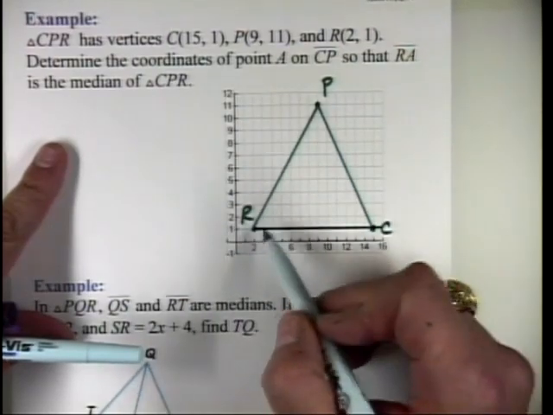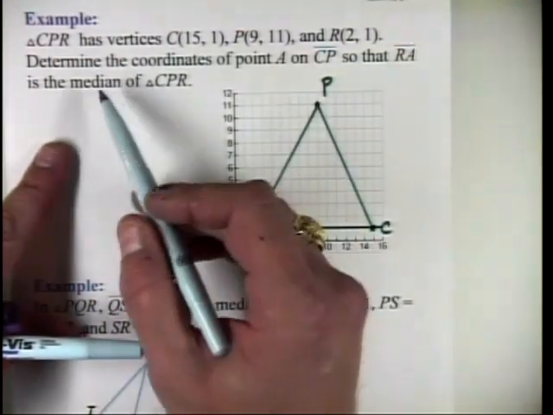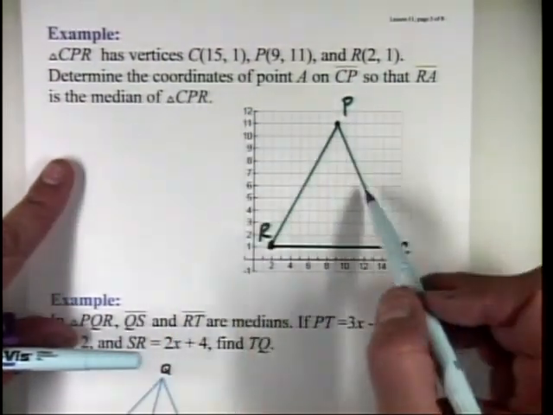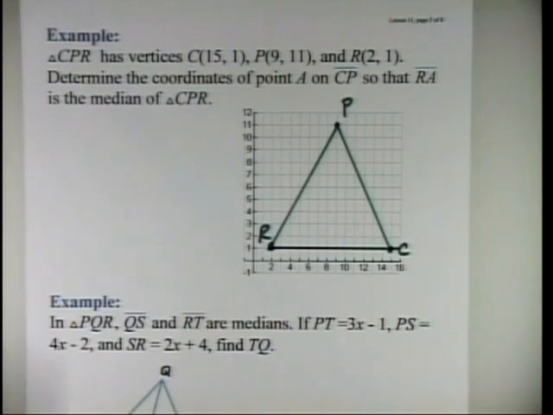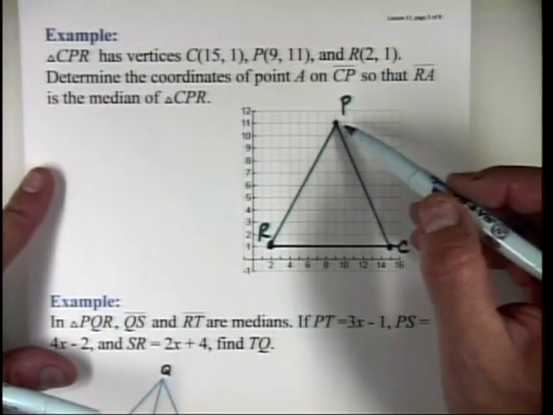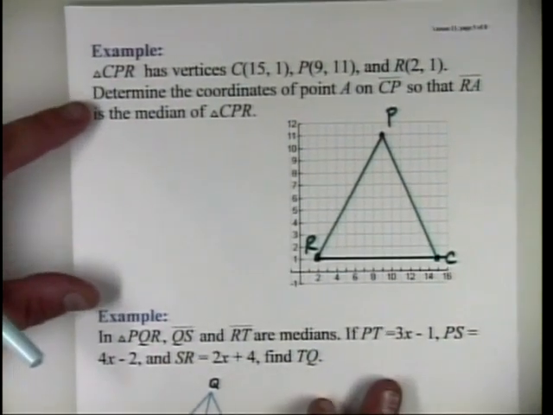So that RA, I need to draw a line from vertex R to the opposite side so that it's the median. Okay, well, I can eyeball it here, but since I'm on a coordinate plane and I actually have numbers, I can do better than that. I'm basically looking for the point that's halfway between P and point C. And we talked about a midpoint formula on a previous episode.